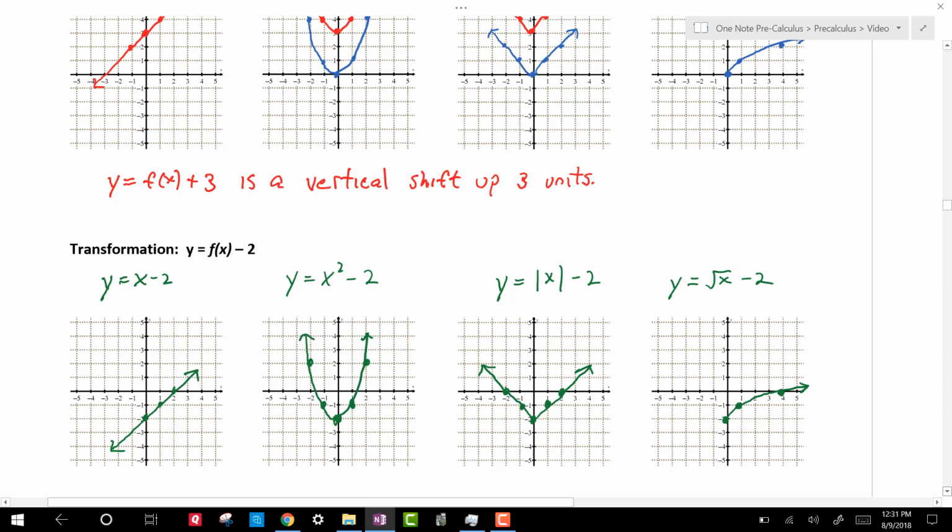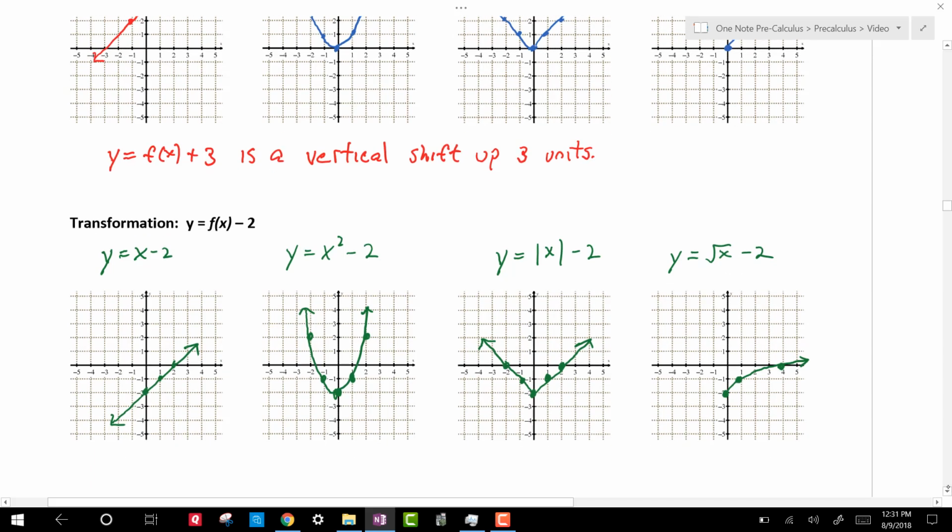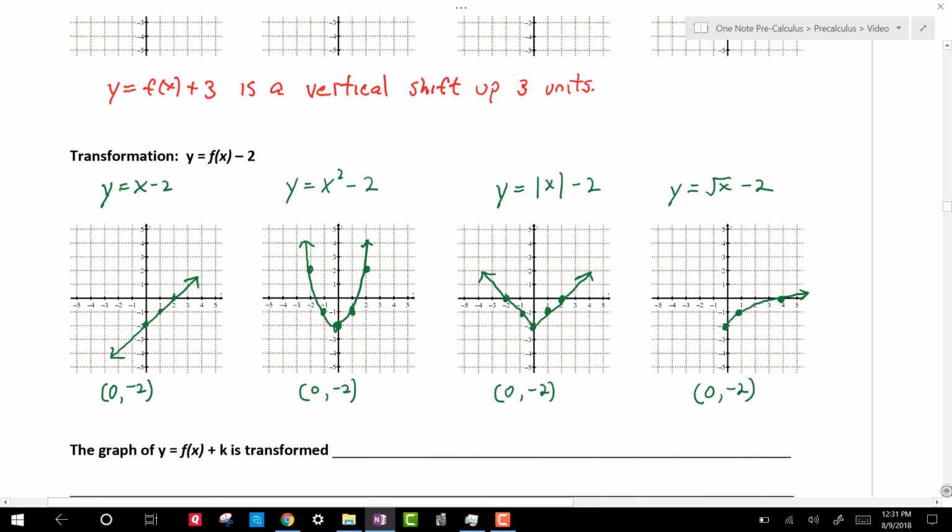Now, notice that in each one of these, a linear equation has a y-intercept, and my y-intercept here is 0, -2. My vertex on the parabola is 0, -2. The vertex on this guy is 0, -2. And the starting point on this guy is 0, -2. Okay? So we're going to be looking at these patterns here in order to easily be able to slide these guys around wherever we want to on the graph here.